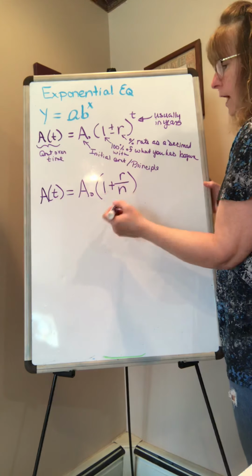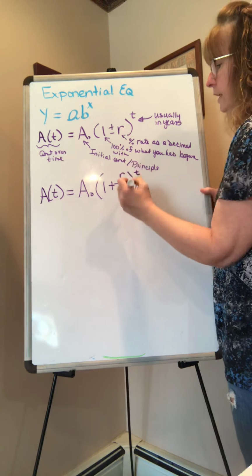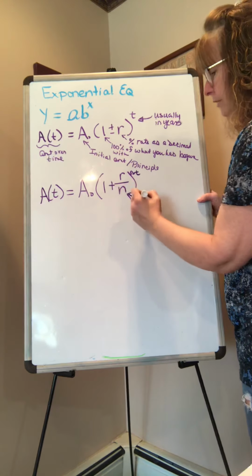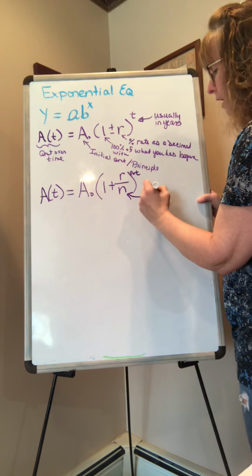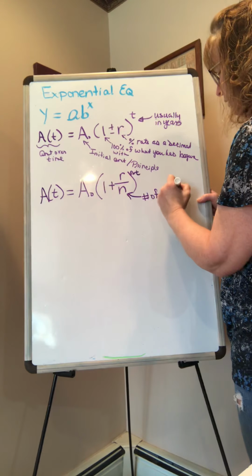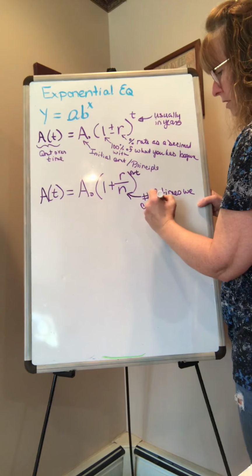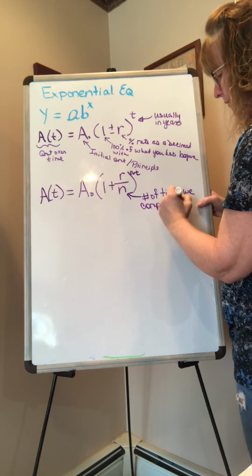And then we said, well, the time is usually in years, but now how many times did we compound? So this now means the number of times we compound per year.